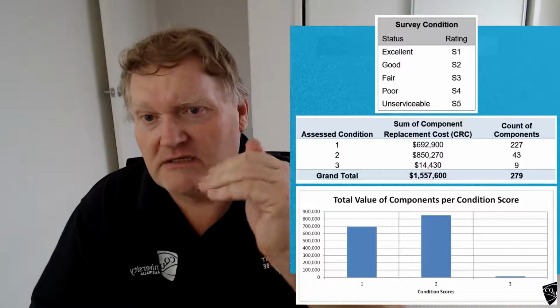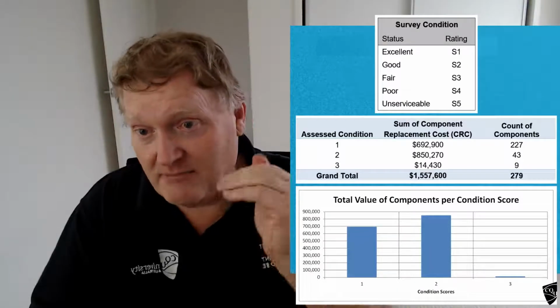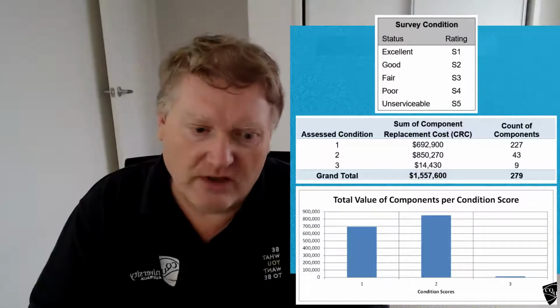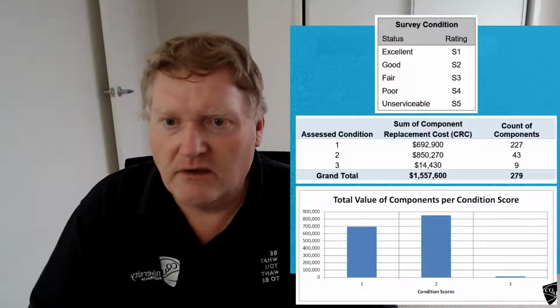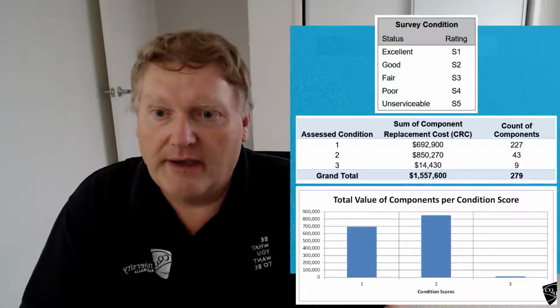The higher up that survey condition you go, the more expensive your maintenance is going to become to keep it at that level. Of course, we go down to an S5, which is unserviceable, which in the old lecture would have been demolition, I think. In this particular case, on this, it wasn't a very big swimming pool.